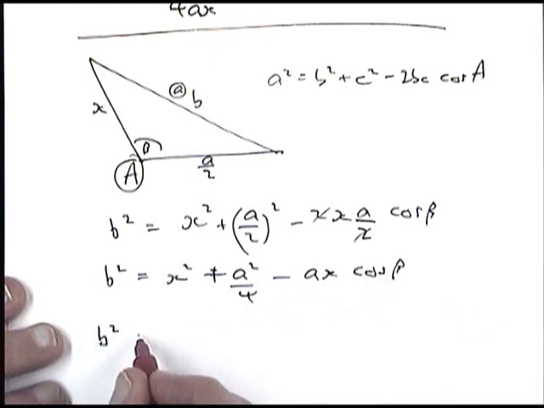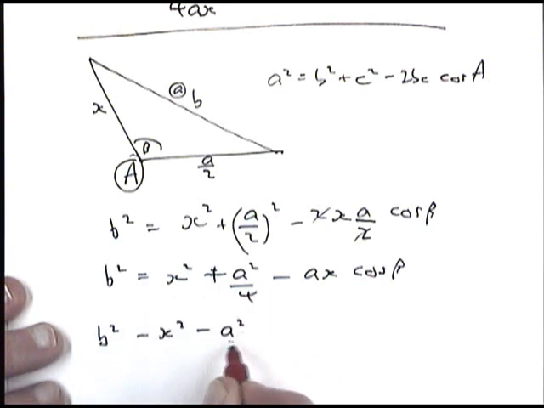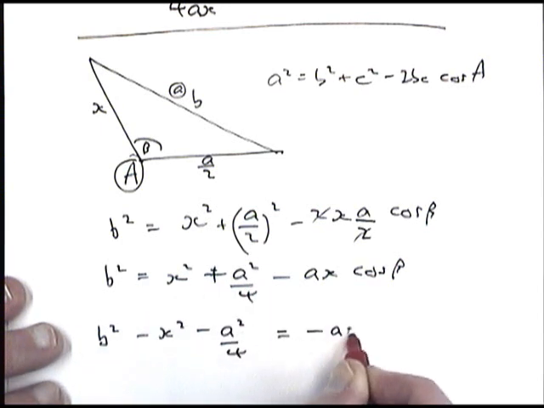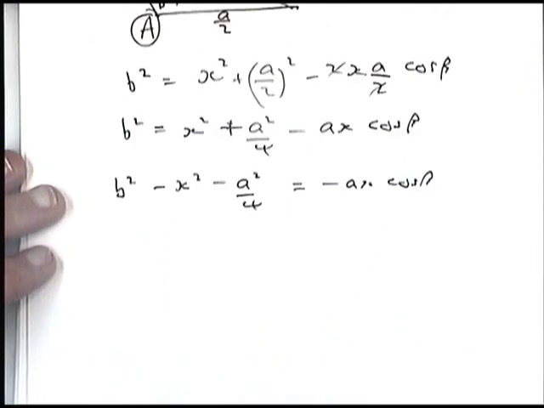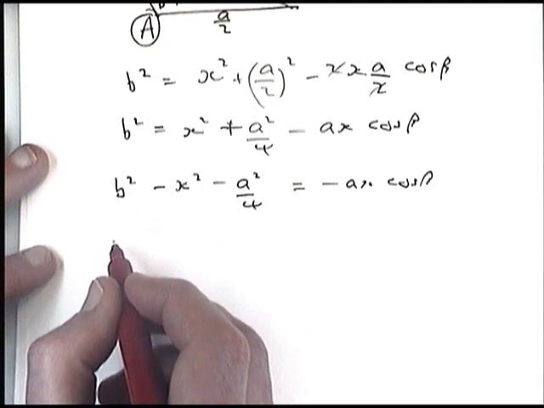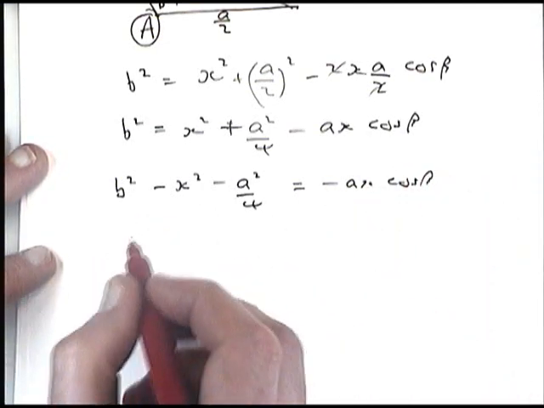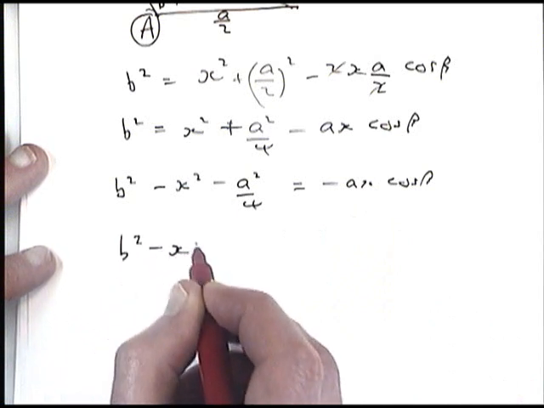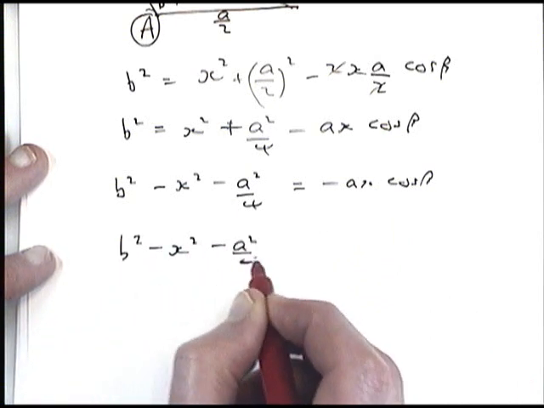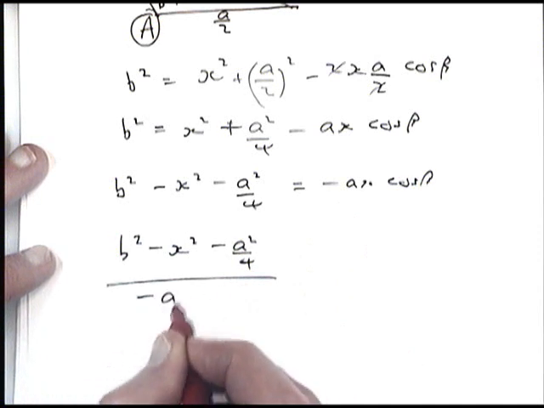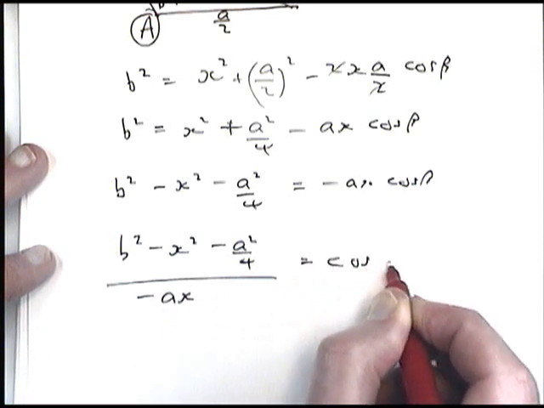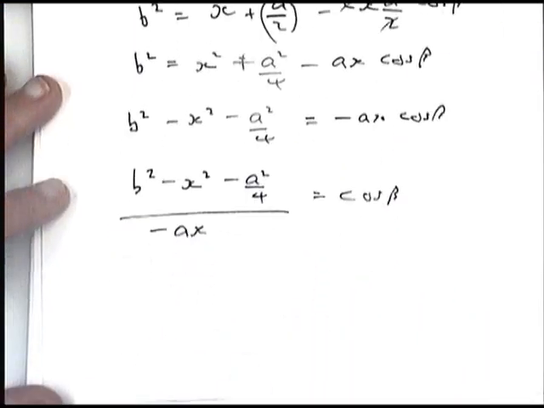So I've got b squared, move this bit to the other side where it becomes negative, equals minus ax cos beta. Next, multiply through by 4 here, if you want to. Actually, no, divided that last time. I brought this over as a divide. I'll do it the same way around. B squared minus x squared minus a squared over 4 divided by minus ax is cos beta.